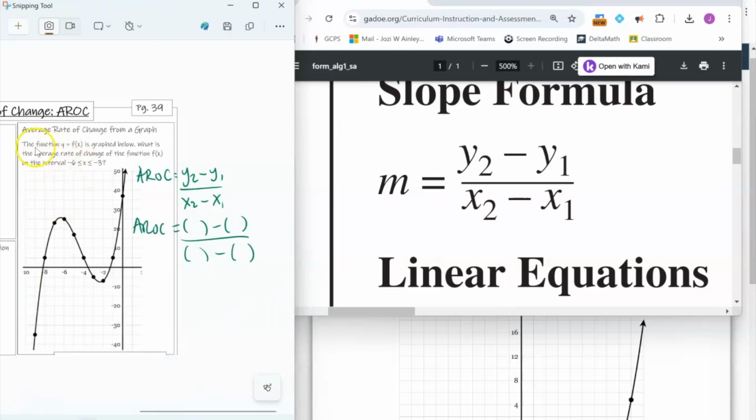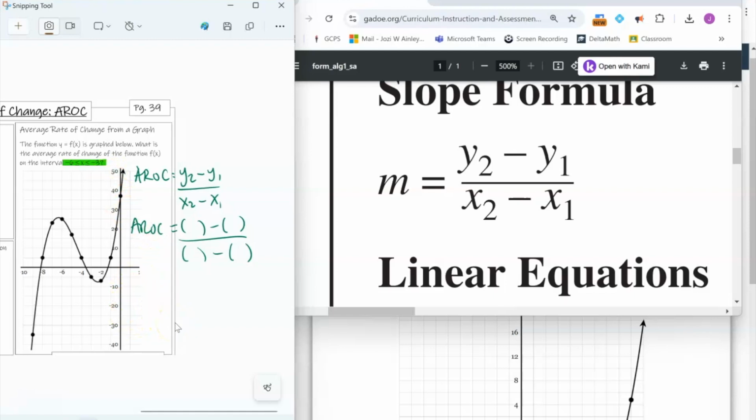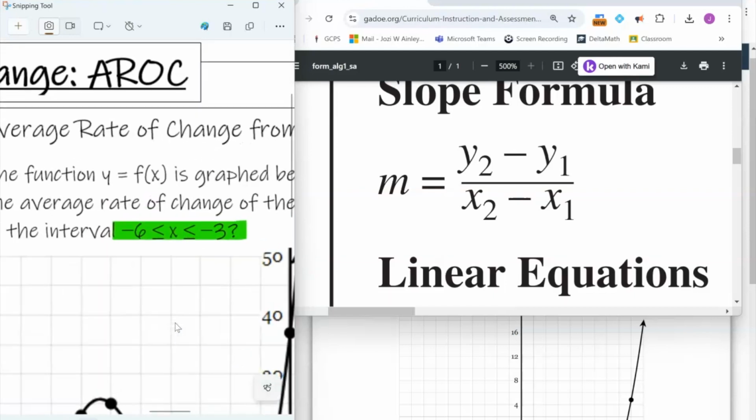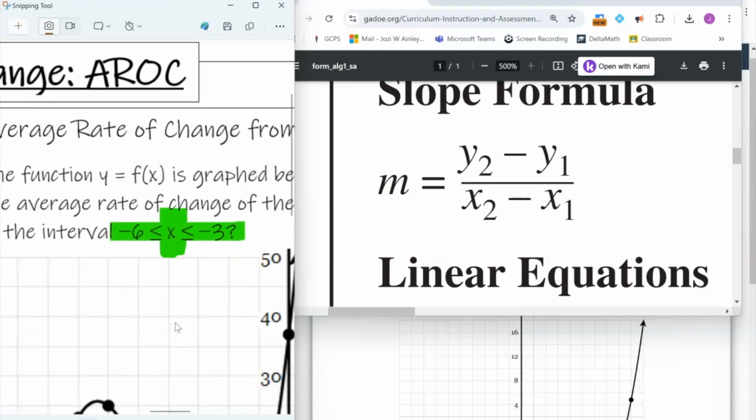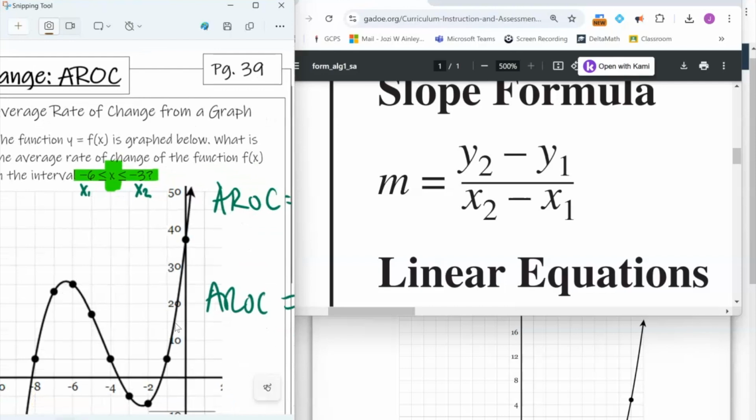So if you look at the question, it says the function y of f of x is graphed below. What is the average rate of change of the function f of x over this interval? They have to give you the two distinct points. So what you're going to start by doing is labeling your two distinct points. So this is your x values. The points that you're using are your x values. This is your first x value, and this is your second x value. Just in order, you know it's x because it has x right there, your first one and your second one. So they give you my two distinct values.